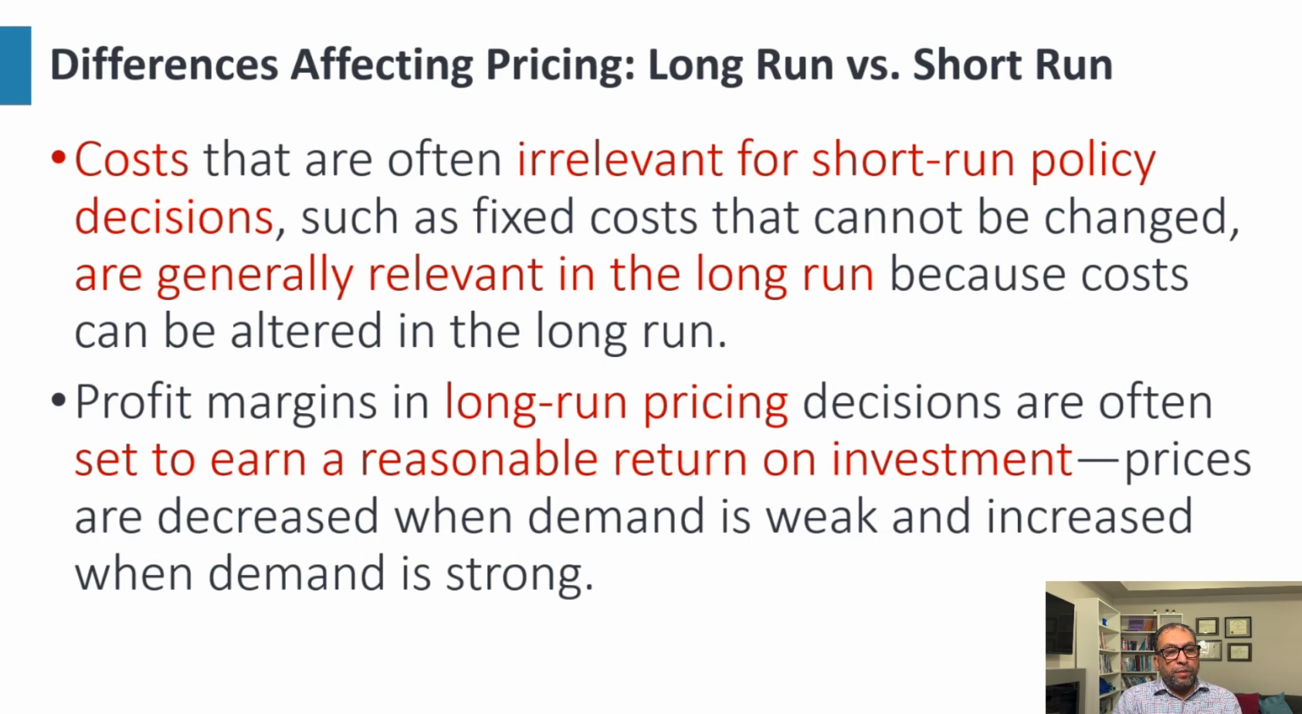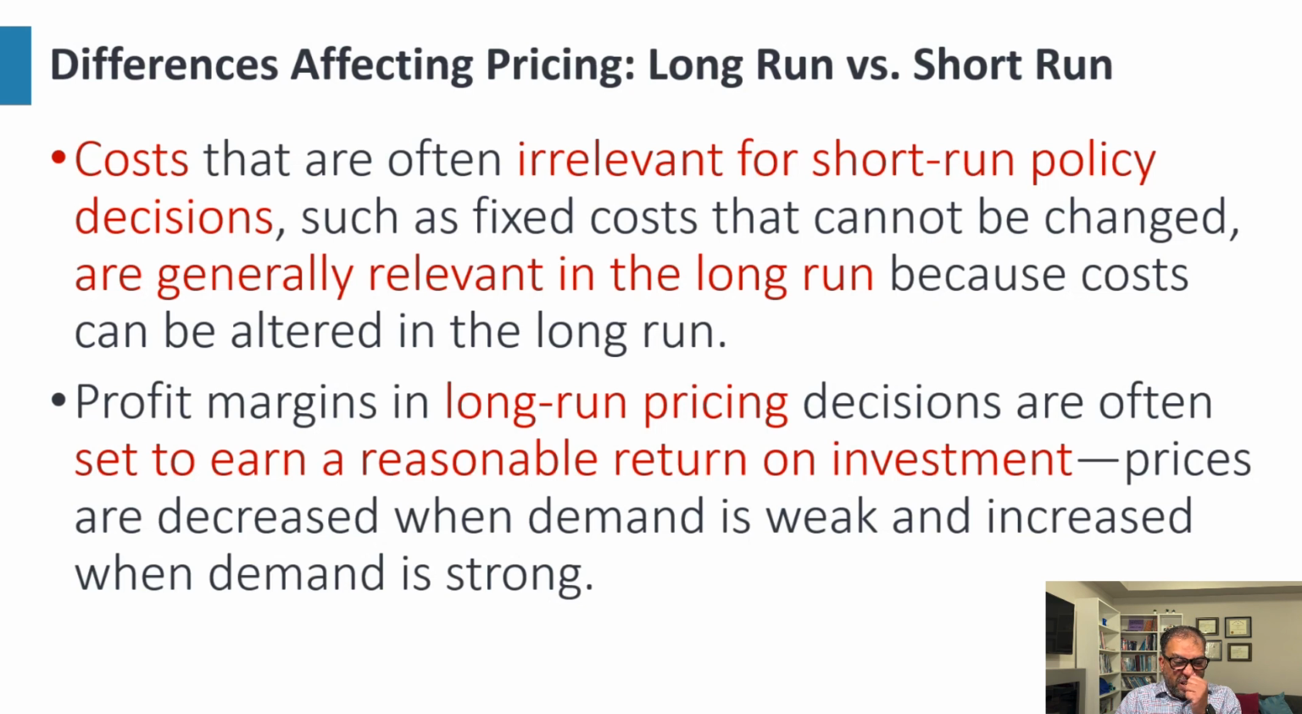So our next point is the differences affecting pricing, long run versus short run. Costs that are often irrelevant for short run policy decisions are fixed costs, because in the short run you cannot change the fixed cost, like a plant size, like land for a farmer. These are the things that we cannot change, and fixed costs that cannot be changed are generally relevant in the long run but not in the short run.